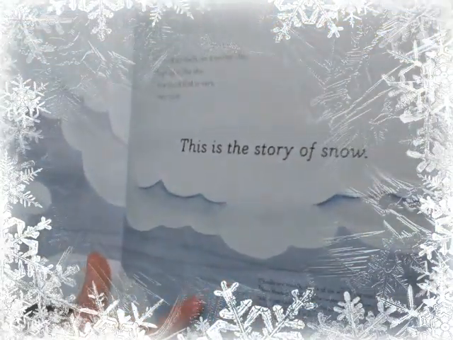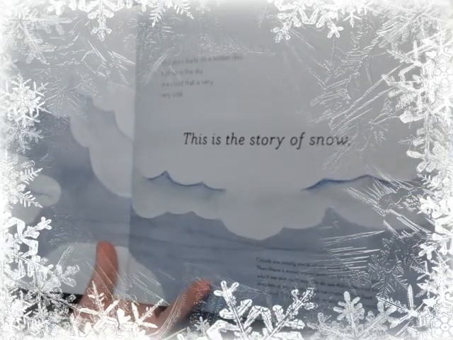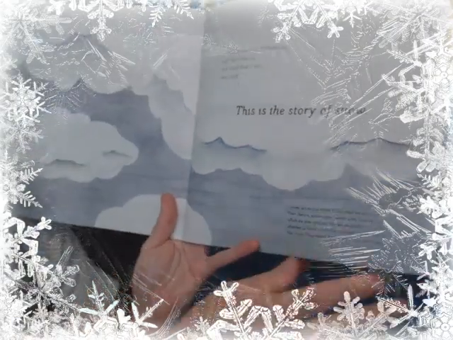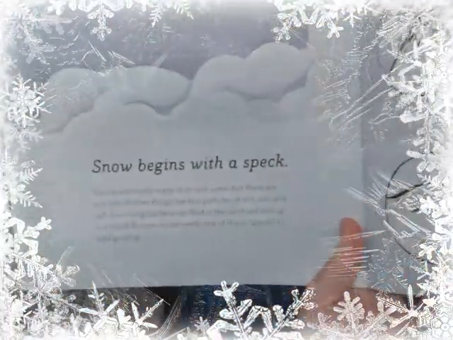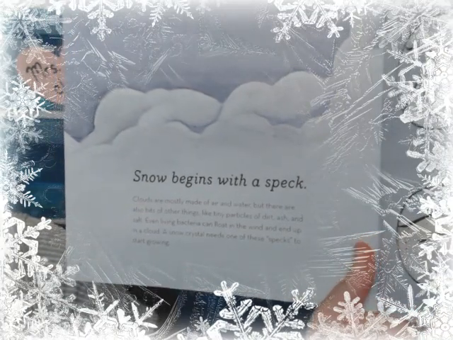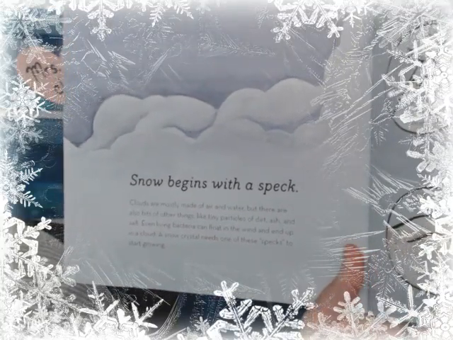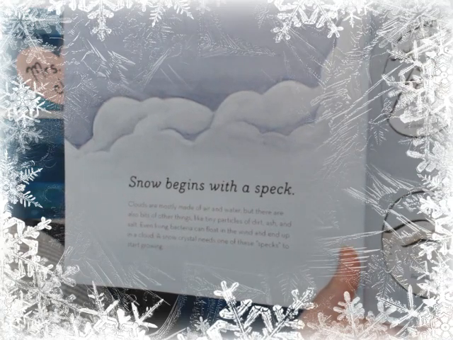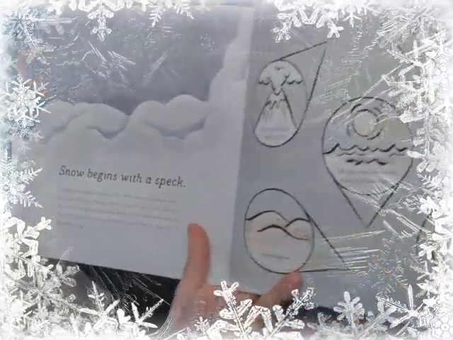Our story starts on a winter day, high up in the sky, in a cloud that is very, very cold. This is the story of snow. Snow begins with a speck. Clouds are mostly made of air and water, but there are also bits of other things, like tiny particles of dirt, ash, and salt. Even living bacteria can float in the wind and end up in a cloud. A snow crystal needs one of these specks to start growing.